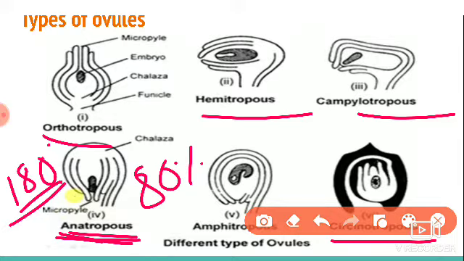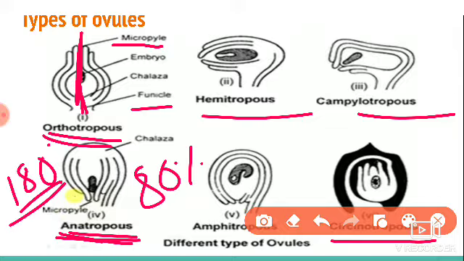Coming to the next one, that is the orthotropous ovule. In the orthotropous ovule, the micropyle and funicle are present in a straight line. They arise in the same direction, on the same plane. Such ovules we call orthotropous ovules. An example for the orthotropous ovule is Polygonum, Cycas.